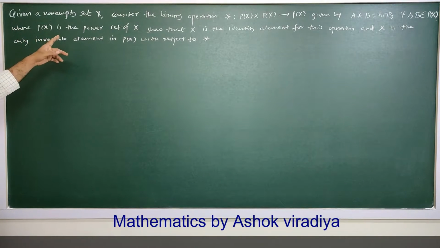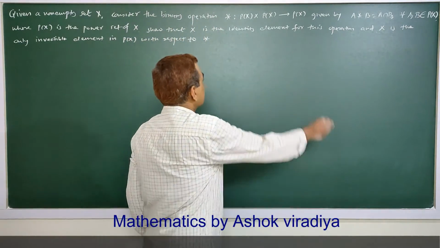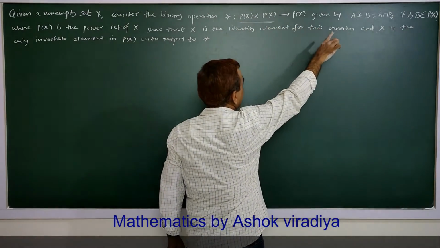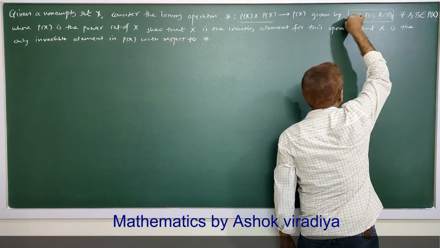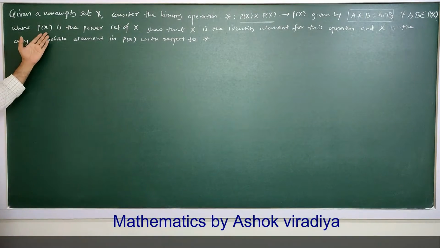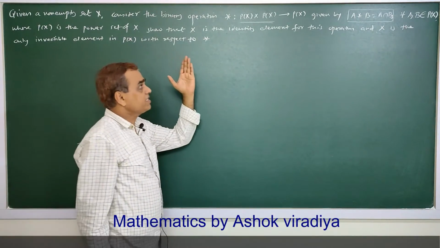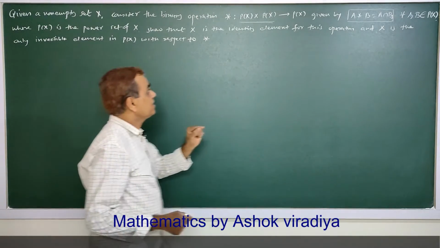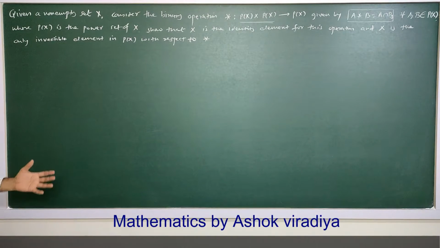Given a non-empty set X, consider the binary operation star defined on P of X cross P of X to P of X, given by A star B is A intersection B for all A, B belonging to P of X, where P of X is the power set of X. Then X is the identity element for this operation and X is the only invertible element in the power set of X with respect to star.